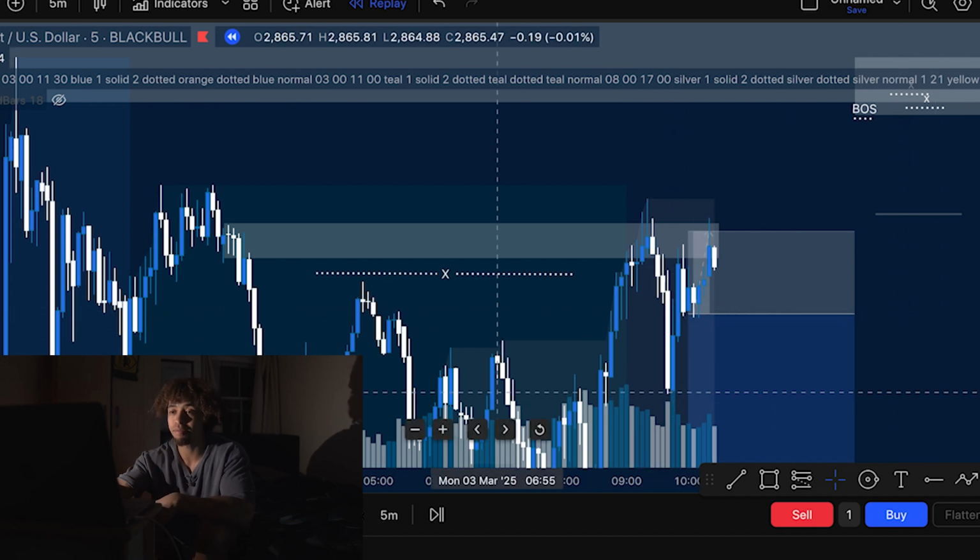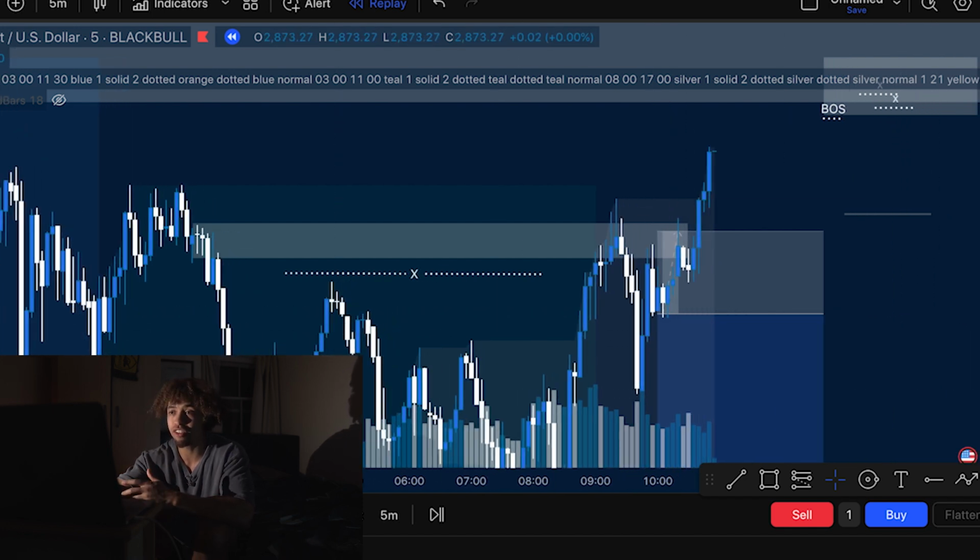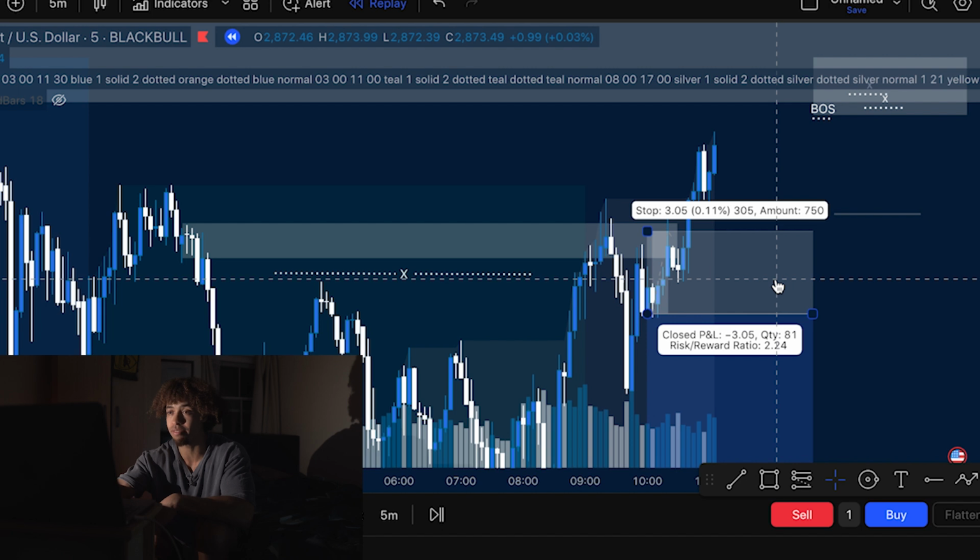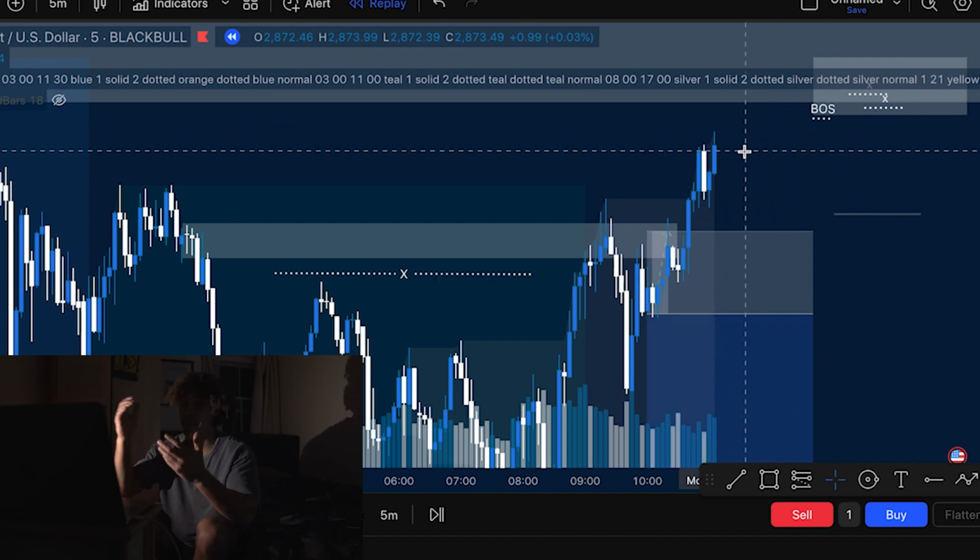On another day, it might smash my TV. And then price just started to keep rallying on. So the bias today on both trades was wrong.